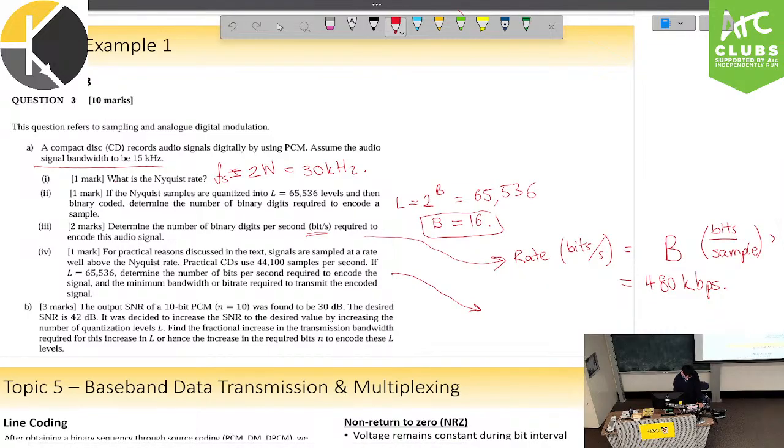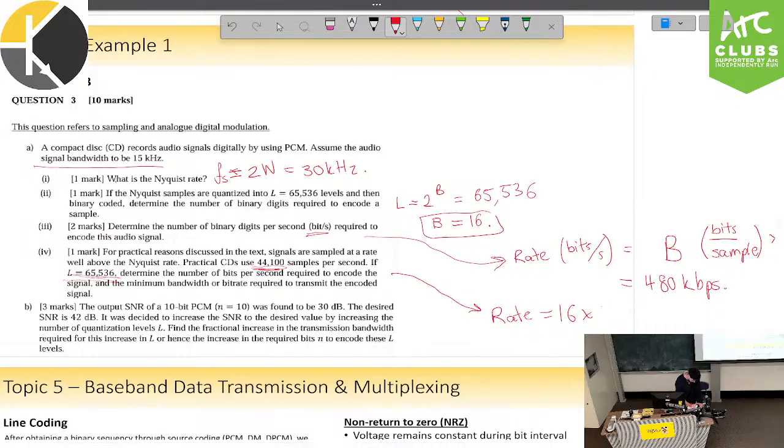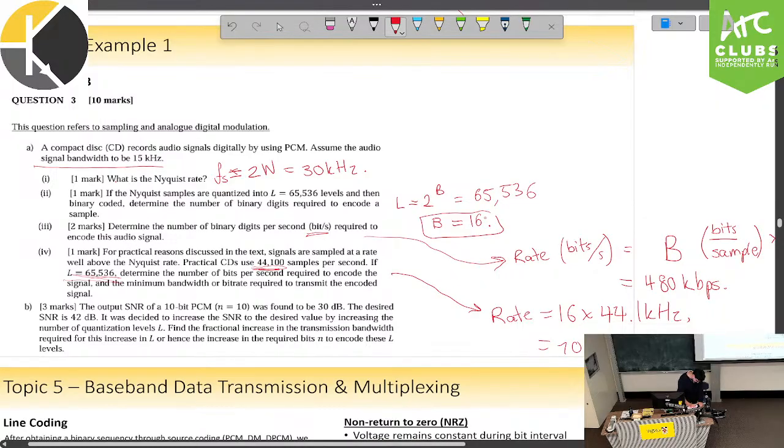Alright, then part 4. For practical reasons, signals are sampled at a rate well above the Nyquist rate. For example, CDs sample at a rate of 44,100 at the same number of levels. So to find the same rate, we would just use different values. We would have 16 again, but this time our sampling rate is 44.1 kilohertz, which gives you some value. Calculator. (705.6 kilobits per second).